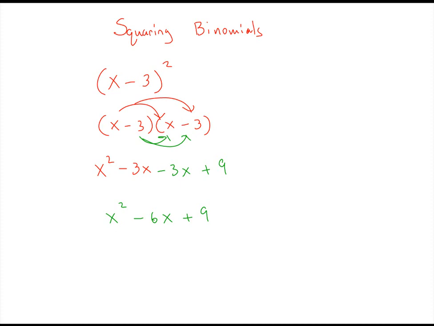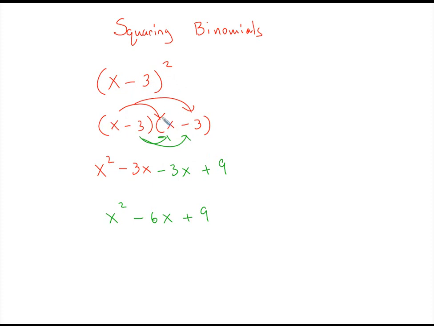All right, so let's talk about squaring binomials, okay? So let's say you have to work out x minus 3 squared. So one way to do this is to write x minus 3 times x minus 3, and then we just FOIL, which means we just multiply everything, right?